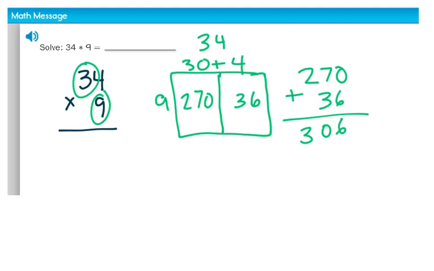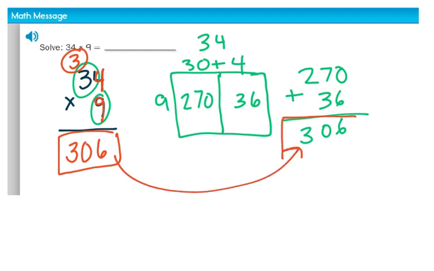Some of you may have done what we call traditional, where we'll take 9 times 4 is 36, carry your 3 or the 30 over. 9 times 3 is 27. We add in the 3, we get 30 for an answer of 306. So we're going to look at different strategies to multiply.